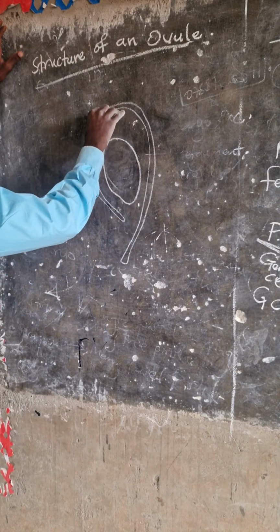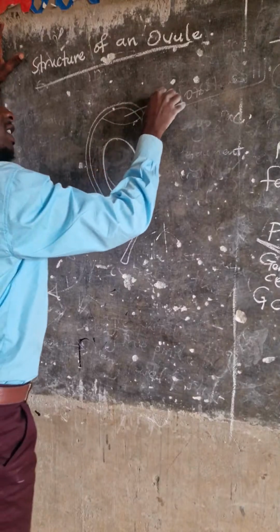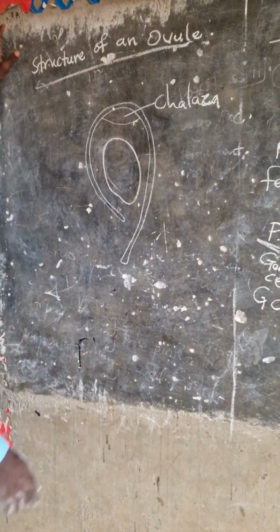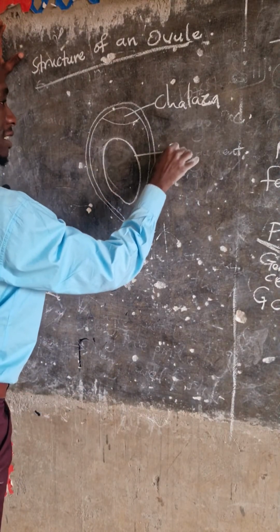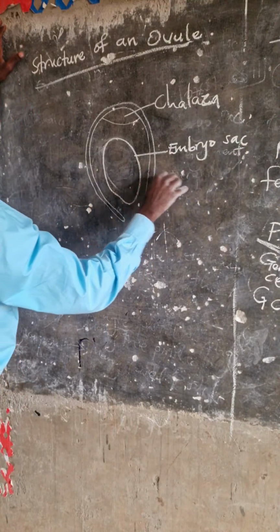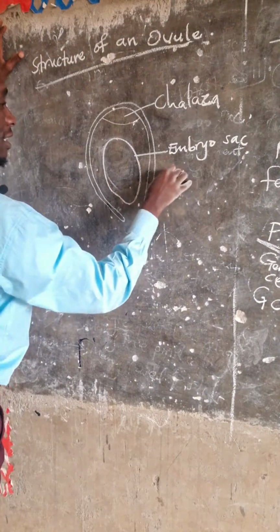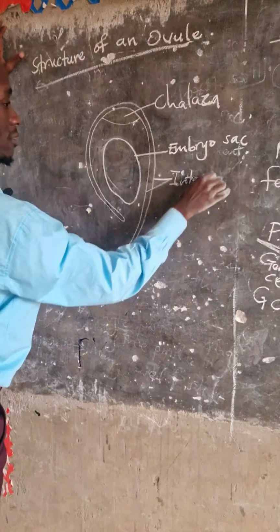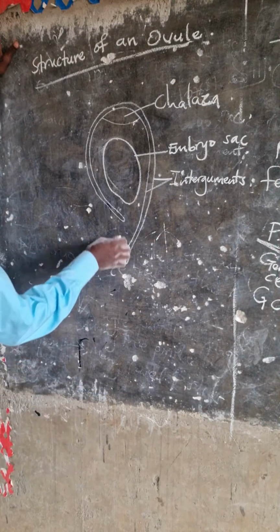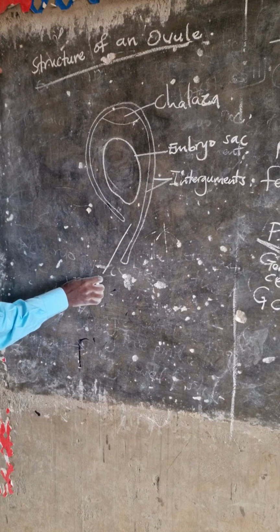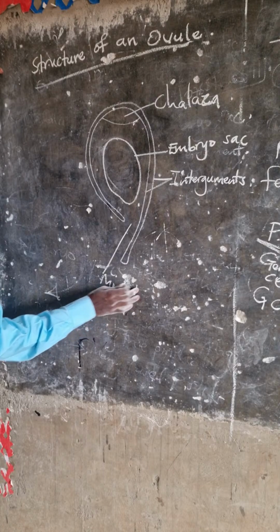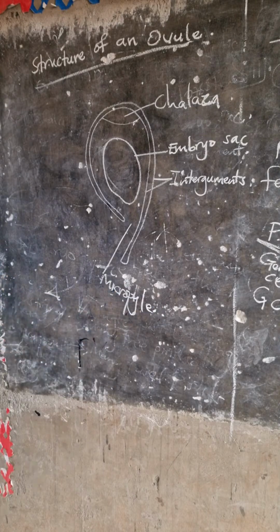Above the nucellus, there is some space we call the chalaza. This is the embryo sac. These are the integuments, they are two layers. We are looking at the structure of the ovule. And this small opening we talked of is the micropyle.